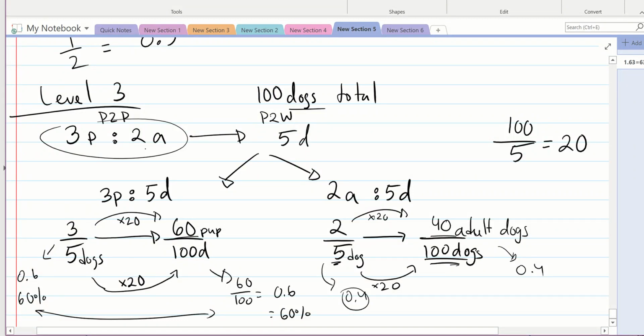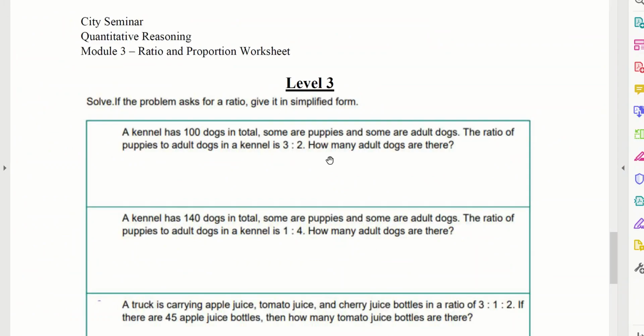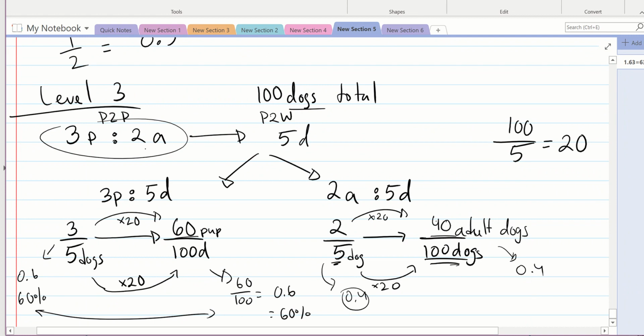So the question asks us, how many adult dogs are there? There are 40 adult dogs. So this is how you show your work. That's how you write your final answer. You box it or circle it or whatever. So that concludes this week's lesson.